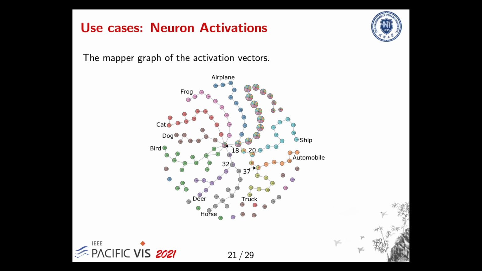This mapper graph also highlights the relationship among the different classes. For example, the deer and horse images first emerge from the branching node 18. Then, the 2 classes are separated into 2 branches at node 32. The branching order indicates that the deer and horse images are more similar than images from other class categories.